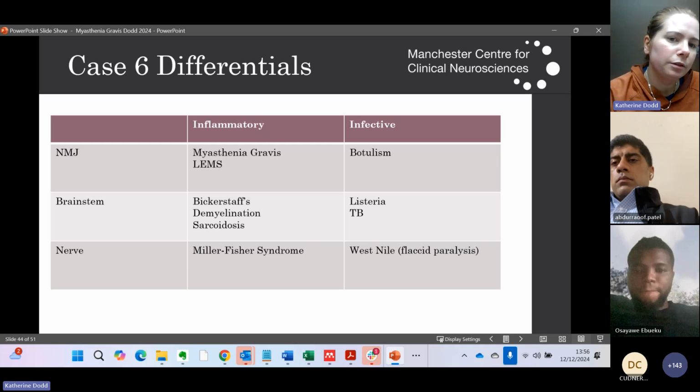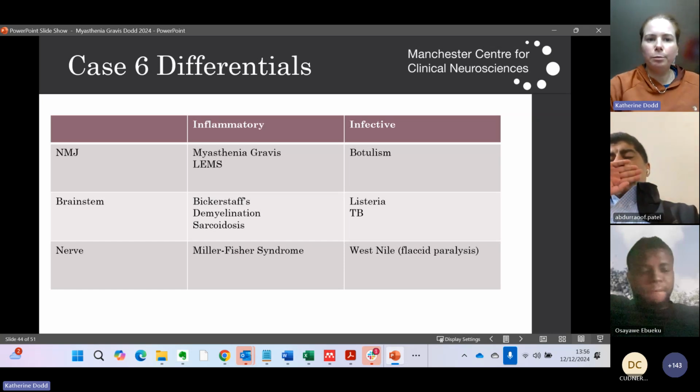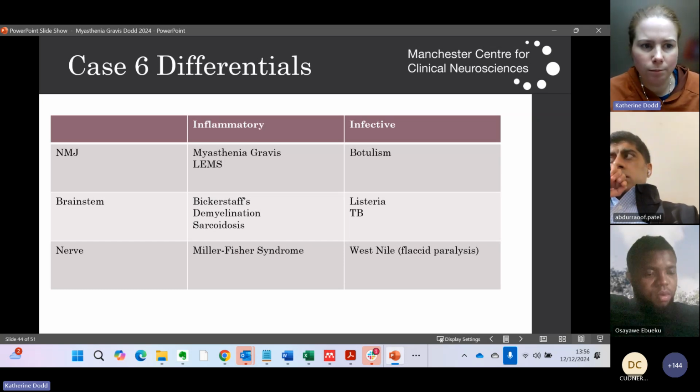So when we've got something that's coming on subacutely, we think inflammatory or infective. And we weren't sure if it was a neuromuscular junction problem because of the fatigability. So if it's inflammatory neuromuscular junction, we're thinking myasthenia or LEMS. If it's infective neuromuscular junction, botulism.